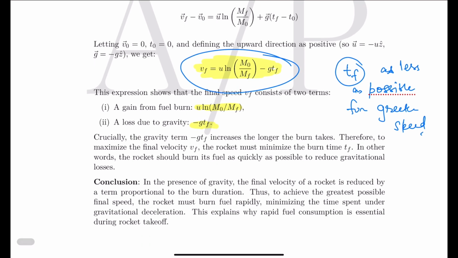So the conclusion is that in the presence of gravity, the final velocity of a rocket is reduced by a term proportional to the burn duration. Thus, to achieve the greatest possible final speed, the rocket must burn fuel rapidly, minimizing the time spent under gravitational deceleration. That means higher speed.